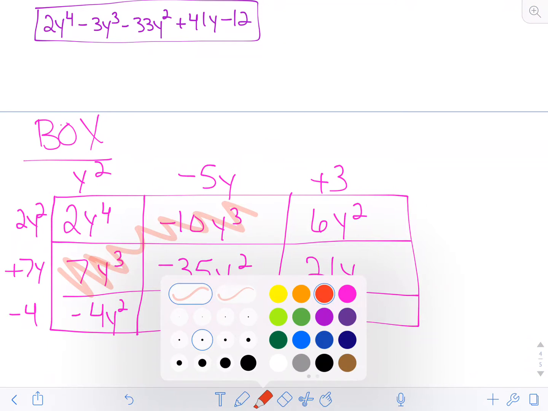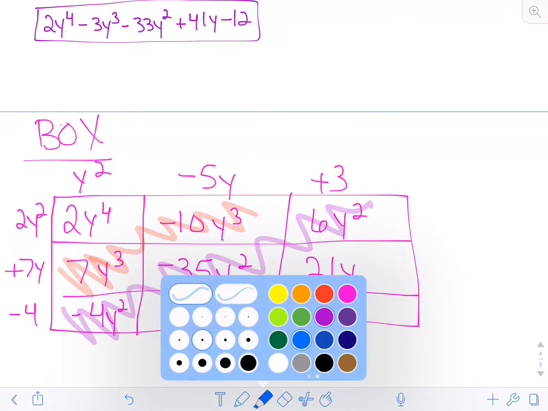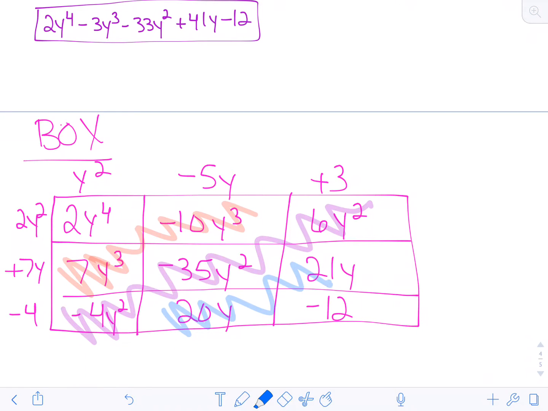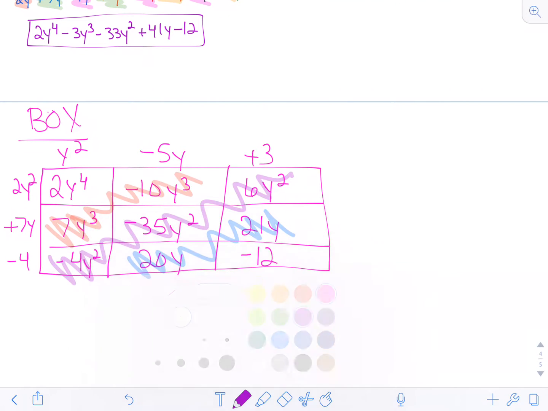Okay, and then you have your y squares right here that we're going to combine. And then we have your y's that we're going to combine. So it's really nice when you have the box method because your diagonals are your like terms. Alright, so let's combine this. First you have this 2y to the 4th up there.